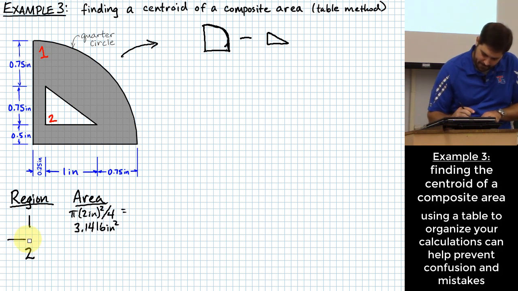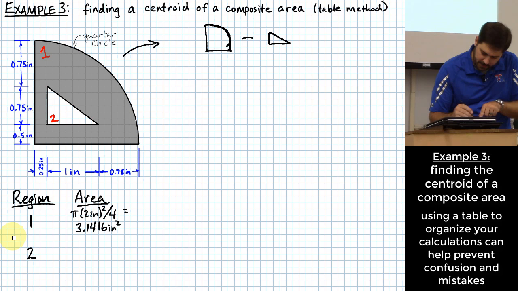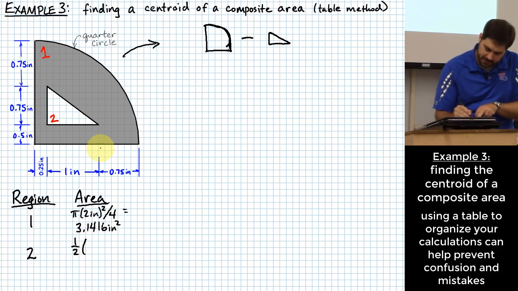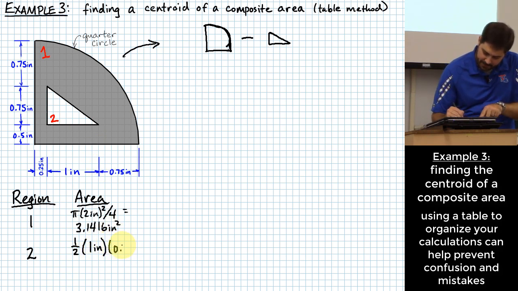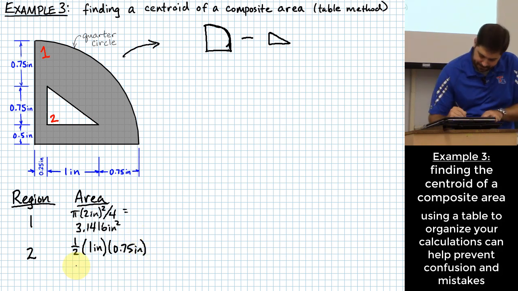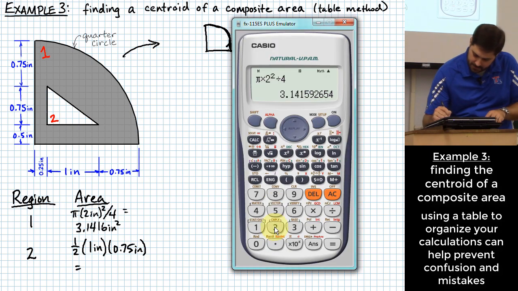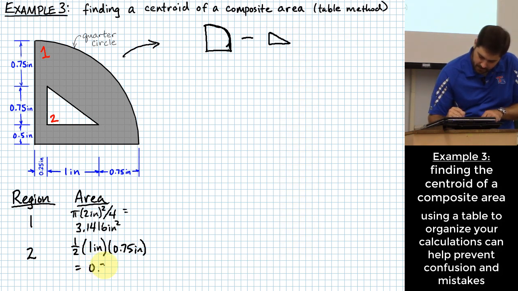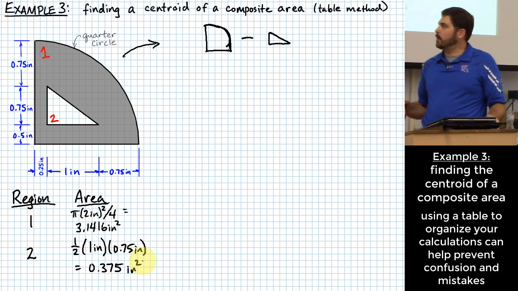Okay. So for the next piece, it's going to be equal to 1/2 base times height. So 1/2 of the base is 1 inch. The height is 0.75 inches. Okay. So what does this become? 0.5 times 1 times 0.75, 0.375. Now, that's what the area is. But how should I count it?